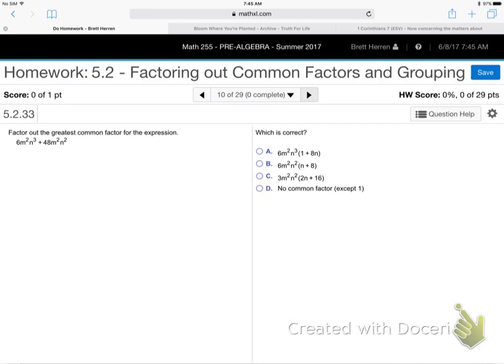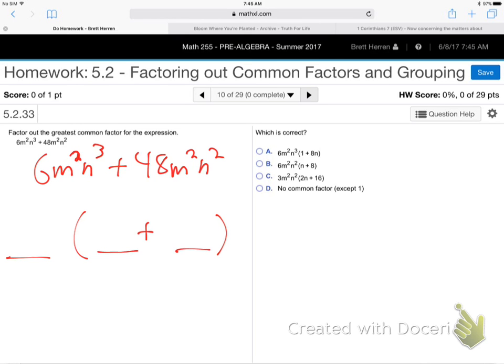Okay, so 6m squared n cubed plus 48m squared n squared. So that's a 2 there. So, I'm going to do the same thing: parentheses, something in the front, plus sign in the middle, something on the inside. So give it a try. So you take the lowest m power and the lowest n power, lowest of each, to the front.